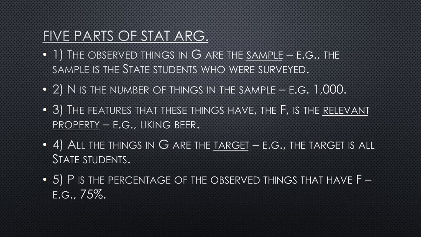Number 5, P is the percentage of the observed things that have F. So in our previous case, in regards to liking beer, that was 75%. So it's the percentage of the observed things, in other words the sample, that have F in our testing or in our surveys or what have you. And that, once again, was 75%. You could have another component, if you have, for example, a particular statistical argument: you can have X, which, remember, was a variable that refers to a particular member of the target, or in other words, of G.